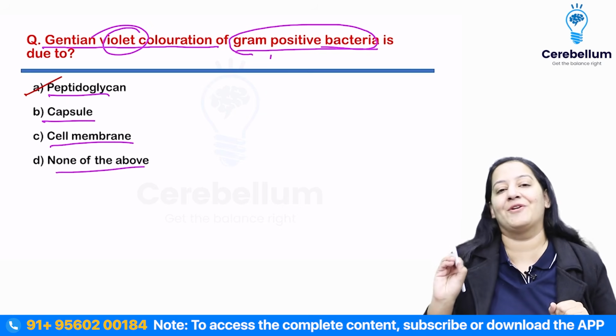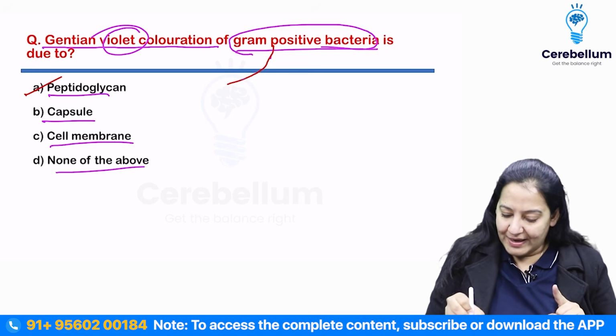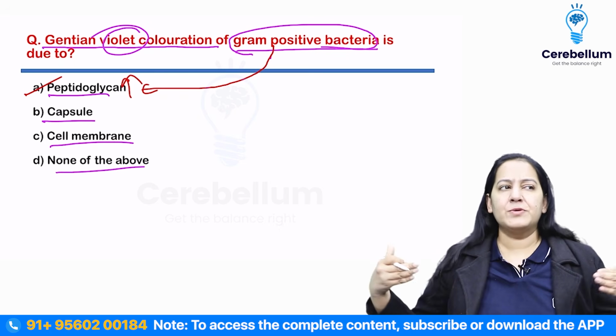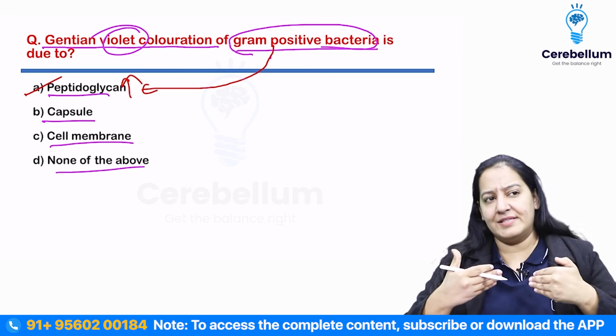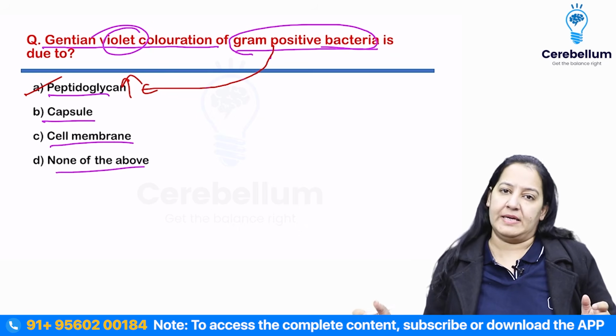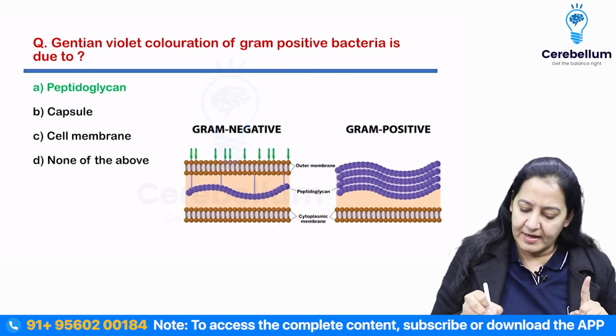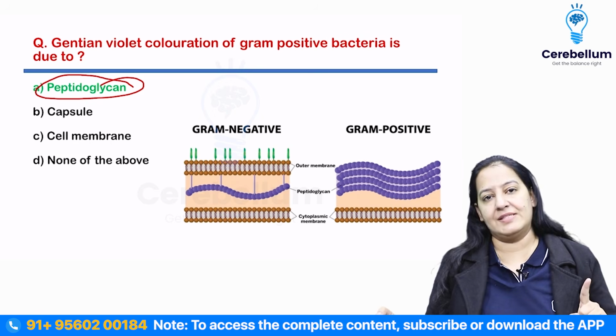Yes, the correct answer is peptidoglycan content. Gram-positive bacteria have more peptidoglycan content in their cell wall, so they resist the decolorizer from entering and taking out the primary stain. So they retain the primary stain and resist decolorization. The correct answer here is the peptidoglycan content of the cell wall.